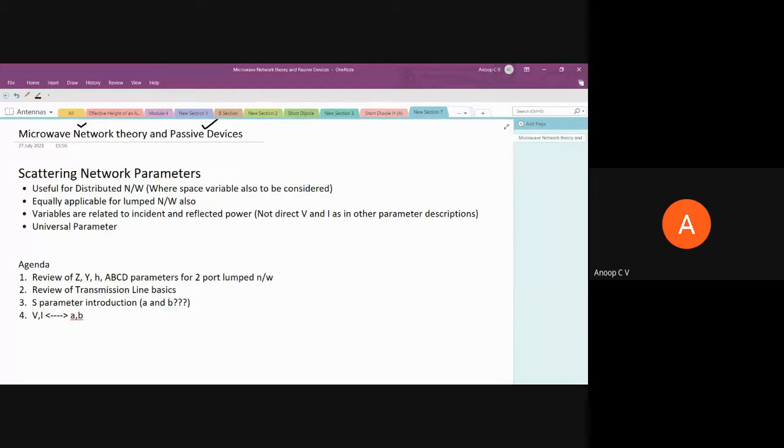Microwave networks are different from our lump networks. They are distributed networks. Here time as well as space has to be considered. So in a microwave network, a conducting copper wire cannot be considered as a short circuit, right? Why? Because along the length of a transmission line there will be voltage variation.